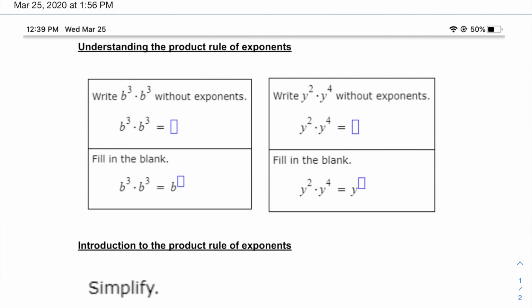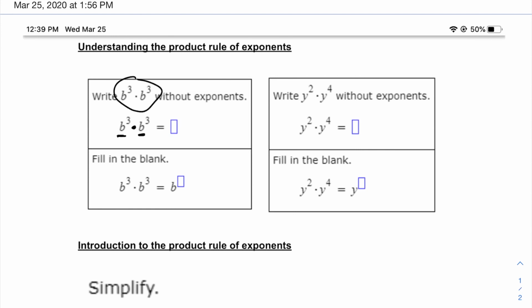Our next rule is multiplying common bases, multiplying exponents with common bases. So we have a b and a b. Those are our common bases. We're multiplying them together, and it's a pretty easy trick.